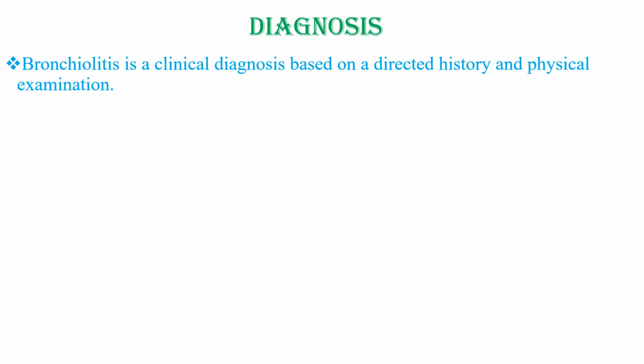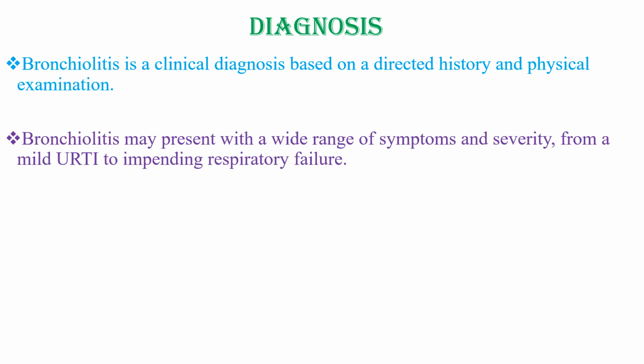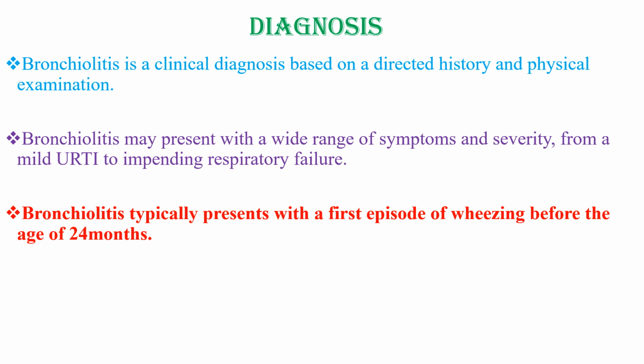Bronchiolitis is a clinical diagnosis based on a direct history and a physical examination. It may present with a wide range of symptoms and severity, from a mild lower respiratory tract infection to impending respiratory failure. Bronchiolitis typically presents with a first episode of wheezing before the age of 2 years.